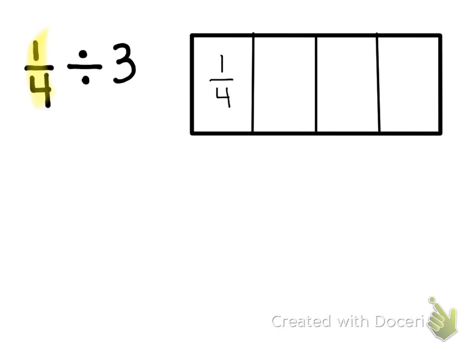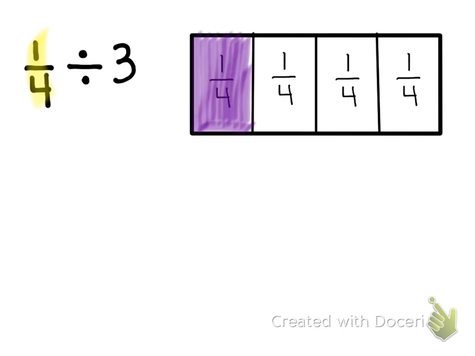The value of each unit here is 1/4. Now, because my fraction says 1/4, I'm going to show that on my bar graph. I'm going to shade in 1 out of 4. Now, I need to divide 1/4 by 3. So I'm going to partition my fraction bar here by 3 equal parts.